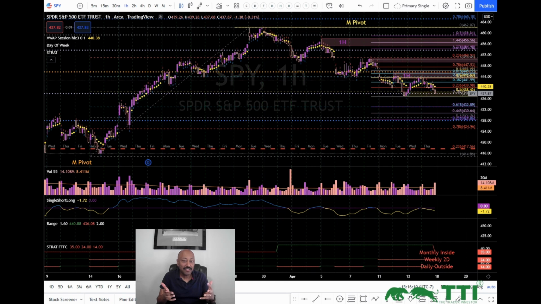It works both ways. When I enter, I already know my potential exits. Target one based on the Strat is this. Based on Fibonacci, it's this. Based on supply zone, demand zone is this. Where the three come together, I take my exit quickly. When the three are apart, I might scale out. So there's different approaches, different strategies.